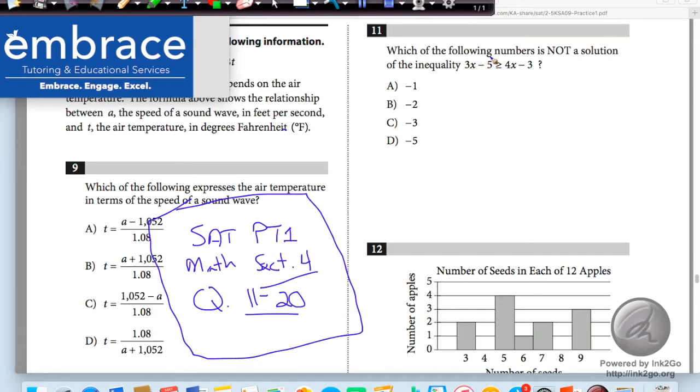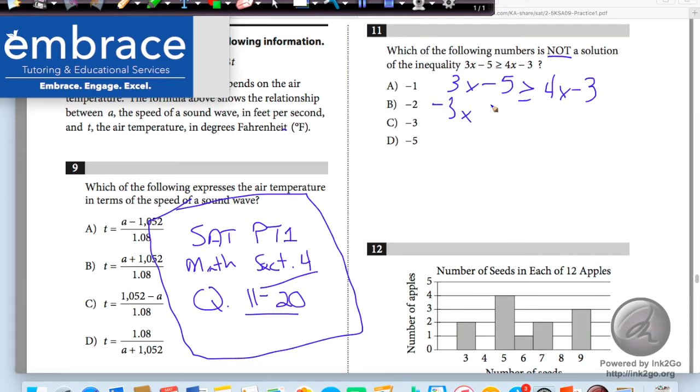Question 11 says, which of the following numbers is not a solution of the inequality 3x minus 5 is greater than or equal to 4x minus 3? There's a couple different ways to solve this, including actually solving the inequality here, or plugging in the answer choices. Since the inequality is fairly simplistic, I'm actually going to take the inequality and solve it. So here I have my 3x minus 5 is greater than or equal to my 4x minus 3.